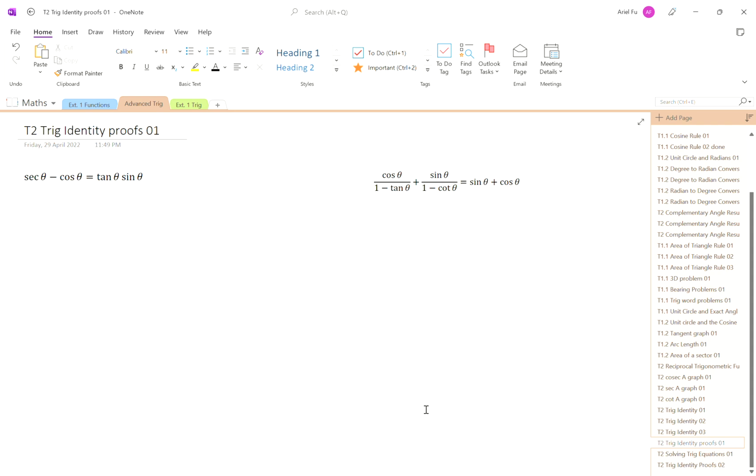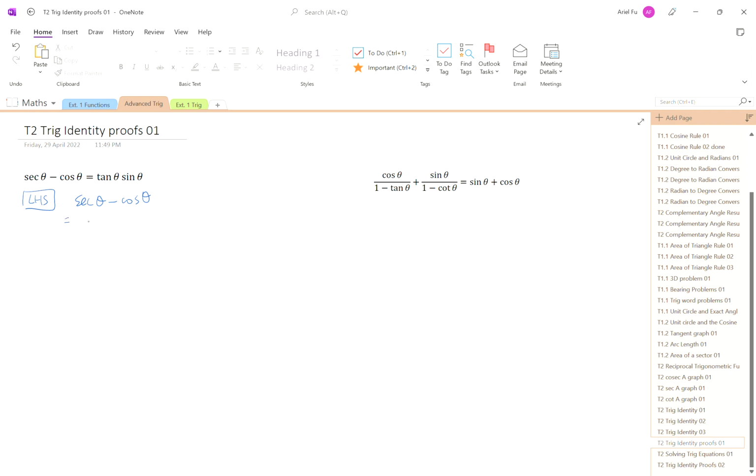Right, let's do two examples of how to use the trig identities to prove. For the first one, we're going to start with the left-hand side. We have secant theta minus cosine theta, and I'm trying to get to the right-hand side. Remember, in proofs you're not allowed to move things from the left-hand side to the right-hand side. You can only start from the left-hand side and get to the right-hand side, or start from the right-hand side and get to the left-hand side.